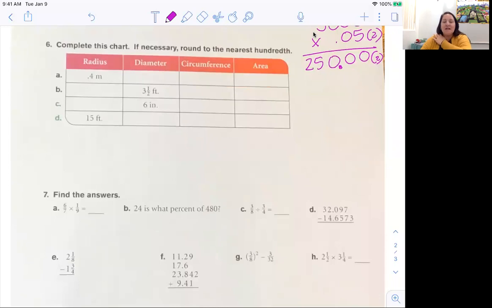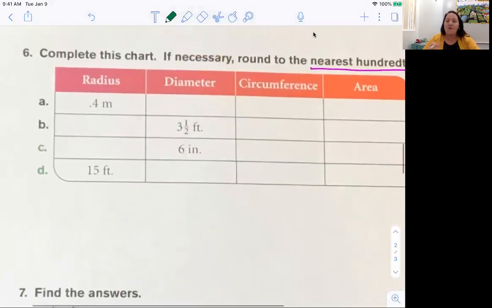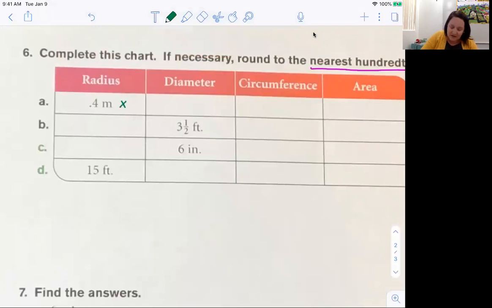Okay, let's move down to number 6. Complete the chart. If necessary, round to the nearest hundredth. Oh, that's good information to know. Okay, if on letter A, we have a radius of 0.4, what's our diameter? How do we go from radius to diameter? What do we have to do? Multiply by 2, because a diameter is actually just 2 radii. What is 0.4 times 2? 0.8. Good, so it'd be 0.8 meters.